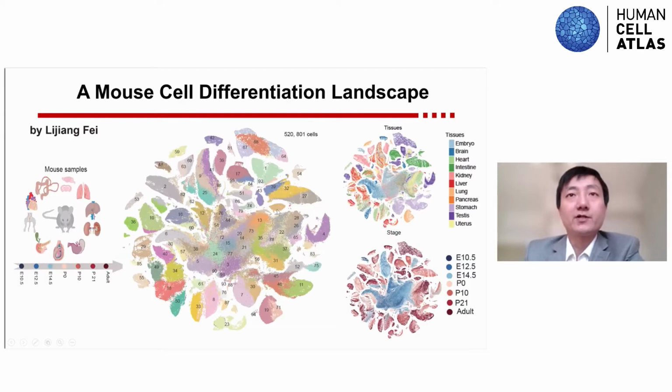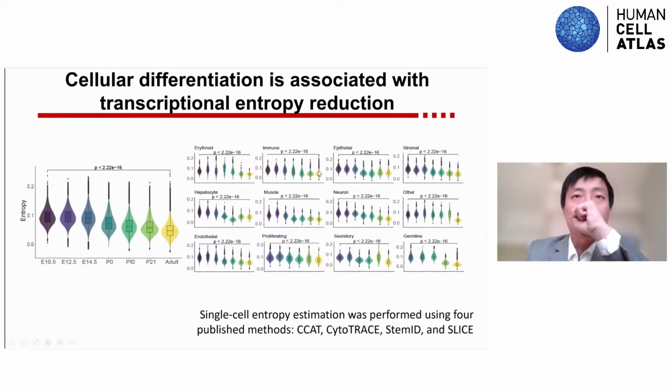For the first approach, we combine the data from fetal stage to the neonatal P10 and adult stage. We build the trajectory for different lineages. One thing in common is the drop of transcriptional entropy. It doesn't matter what single-cell entropy estimation you use, such as StemID, CCAT, SLICE, or CytoTRACE, you can always see the reduction of transcriptional entropy. In other words, transcriptional entropy corresponds to heterogeneity of the gene expression or transcriptional activation.